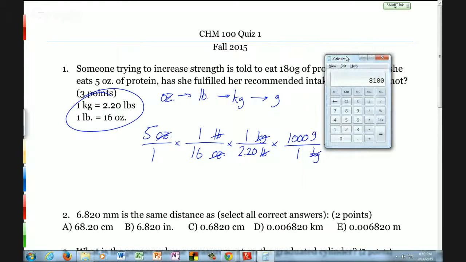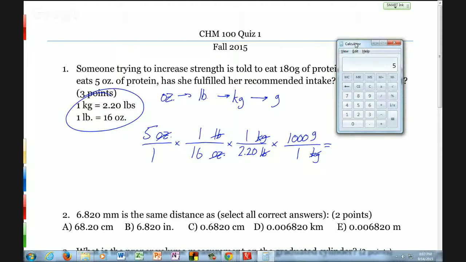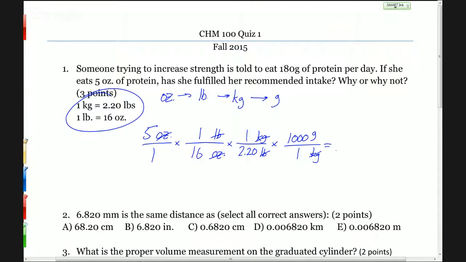To calculate that all out then, we get 5 divided by 16. So we divide by everything on the bottom, multiply by everything on the top. 5 divided by 16, divided by 2.20, and then times 1,000. That gives us 142 grams. So 5 ounces is 142 grams. If a person has eaten 142, have they made it to 180? Doesn't look like it, right? So the answer is no. 142 grams is less than 180 grams. So this person ate less than 180 grams.